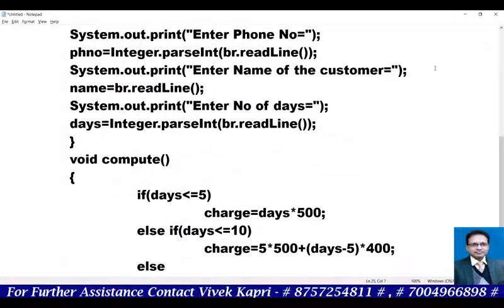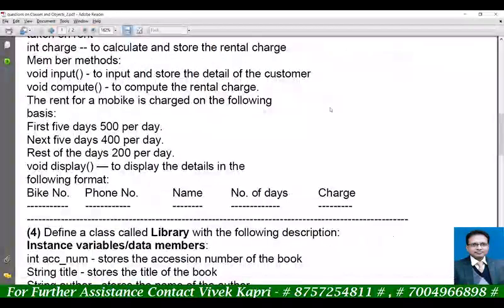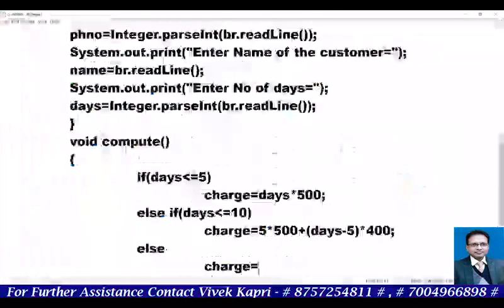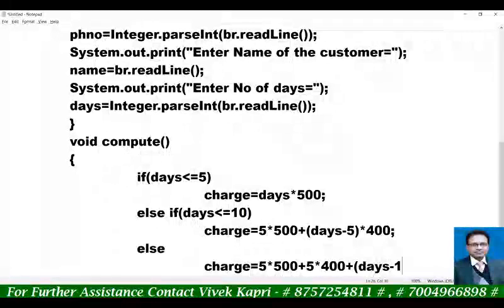Else, charge equal to, for the first 5 days and the next 5 days the charges will remain the same. So 5 into 500 plus 5 into 400 plus, since you have made the calculation for 10 days, (days minus 10) into 200.